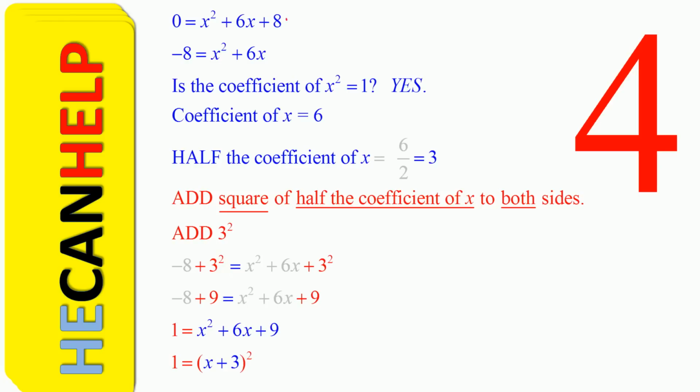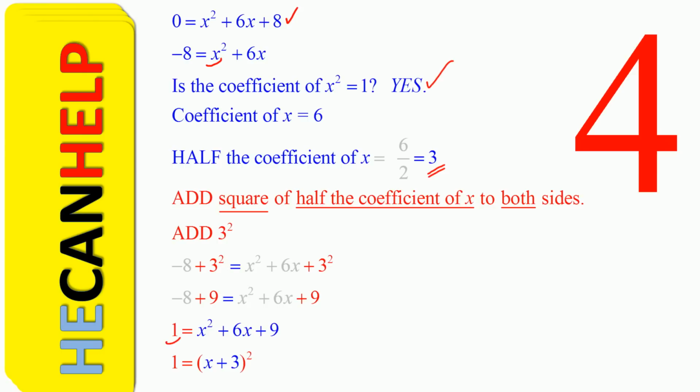So that's what I did here. 0 is equal to x squared plus 6x plus 8. Take 8 to the left side and you get -8 equals x squared plus 6x. The coefficient of x squared is 1, and the answer is yes. Coefficient of x is 6. So what is half the coefficient of x? 3. What is the square of 3? 9. Add 9 to both sides.